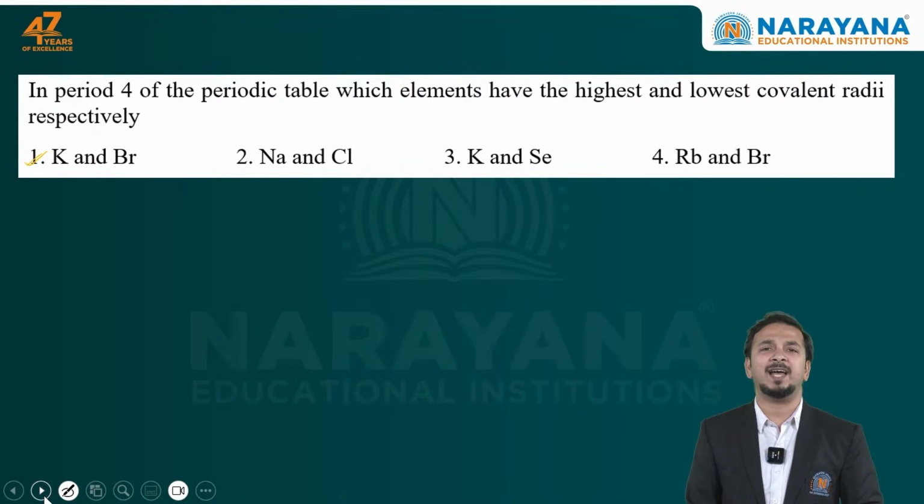So I will rate it as an easy question because at this point all of us remember the periodic table, and if you know which elements are present in group 1 and group 17 in period 4, you can easily solve this problem.